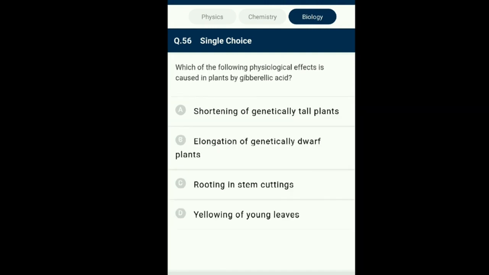Question number 56. Which of the following physiological effect is caused in plant by gibberellic acid? One of the important hormone as growth regulator in plant is the gibberellins. It is a type of promotory hormone. All varieties of this hormone are acidic. They produce a wider range of physiological effects in plants. One of the effect of this hormone is increase in the axis of the stem, which is used in elongation of genetically dwarf plants. Answer is option B, elongation of genetically dwarf plant.